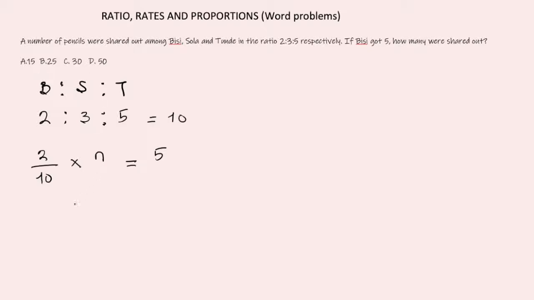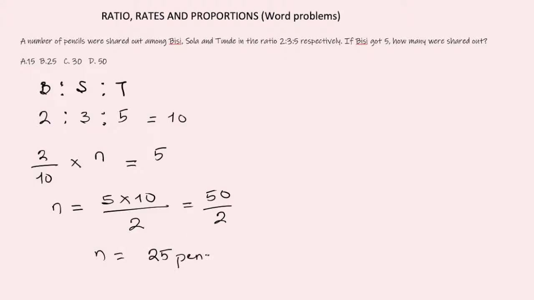So if we make n the subject of the formula here, n is going to be equal to 10 times 5. Not 50, sorry, 10 times 5. And then we divide by 2 here. And so that's going to be 50 over 2. n equals 25 pencils. So the total number of pencils that were shared is 25 pencils.